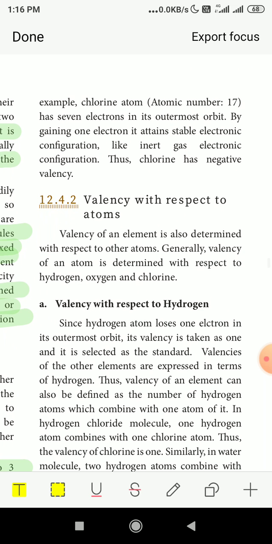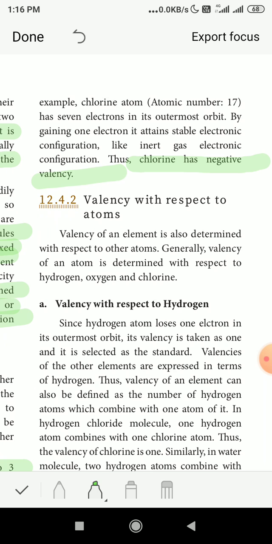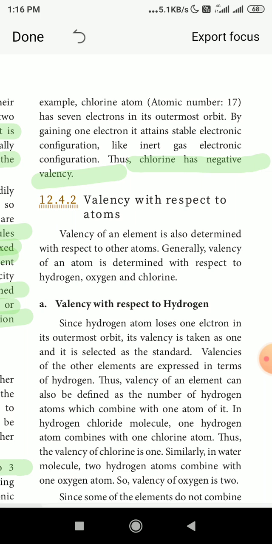2 means duplet, 8 means octet. So when it gets 1 more electron, it will get 8, and it will get a stable configuration, like the inert gas electronic configuration. Thus chlorine has negative valency. So chlorine always has a negative valency. Understood? Metals and non-metals.